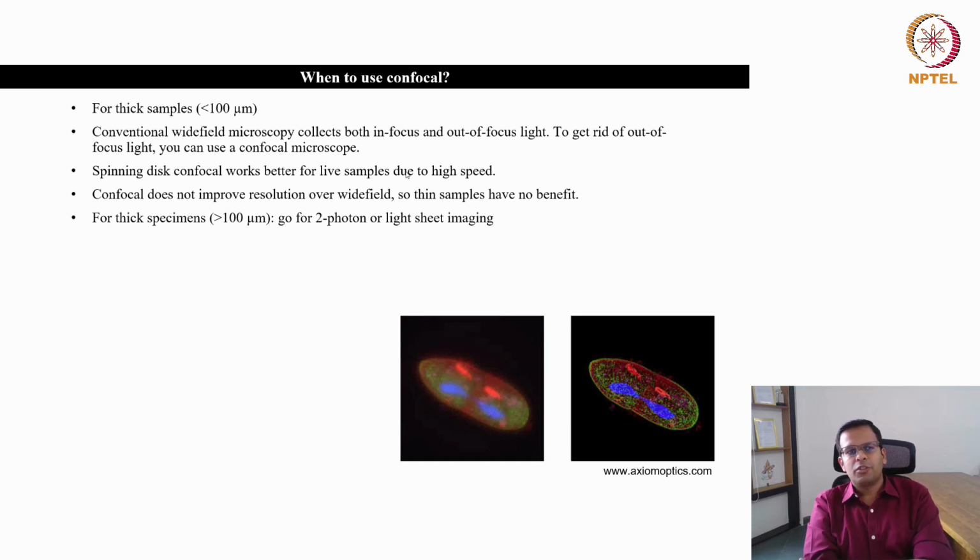So confocal should be used only for thick samples, and thick means less than 100 micrometer in thickness. If they are even thicker than 100 micrometer, then you should go for 2 photon illumination or light sheet imaging. But if the samples are less than 100 micrometer, confocal is good. Conventional wide field microscopy collects both in focus and out of focus light, and to get rid of out of focus light, you can use the confocal microscope.